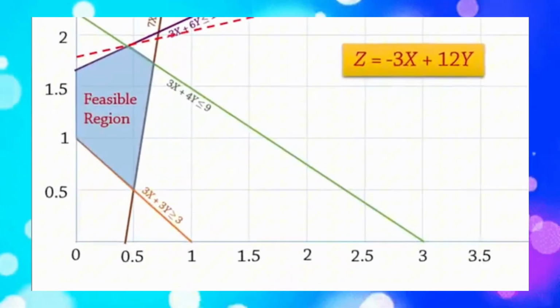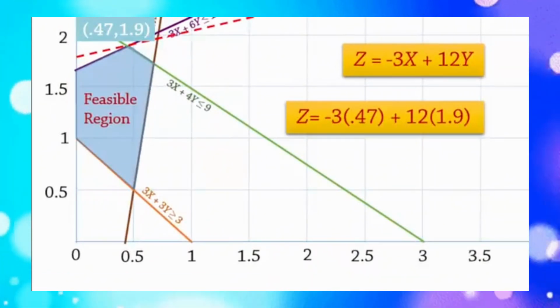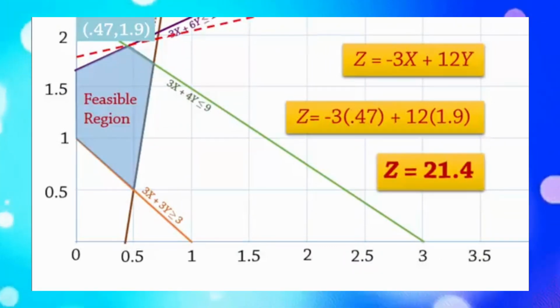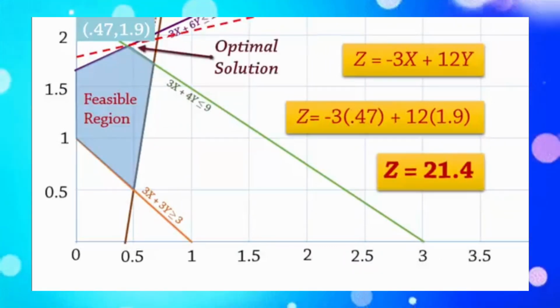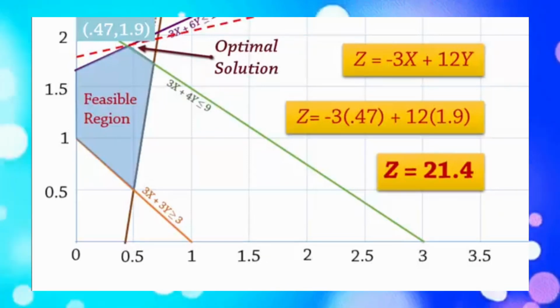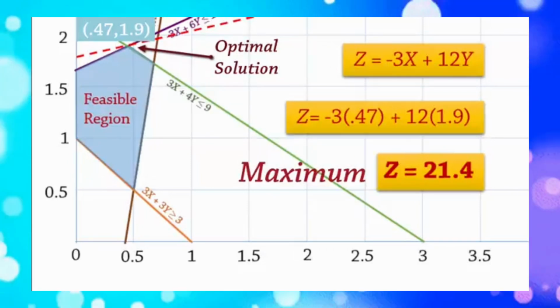Plugging that point into the objective function, we have negative 3 times 0.47 plus 12 times 1.9, which gives 21.4. So the optimal solution is x equals 0.47 and y equals 1.9. And the corresponding maximum value of the objective function is 21.4.